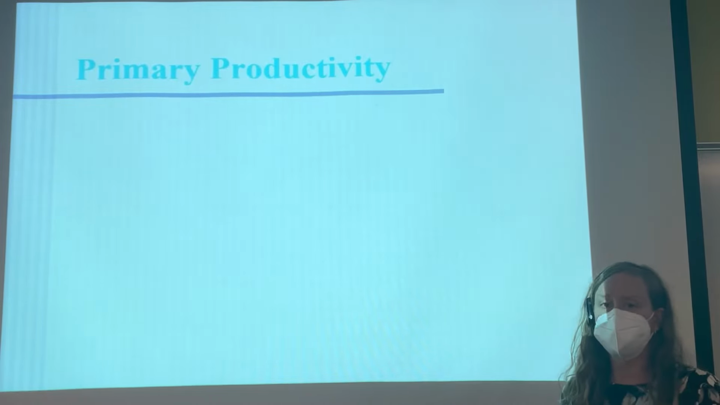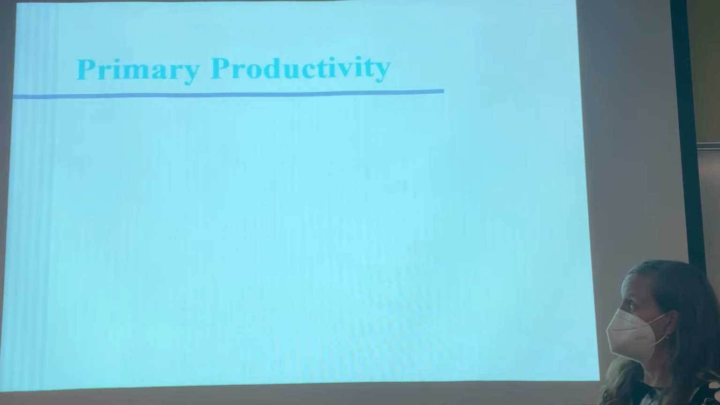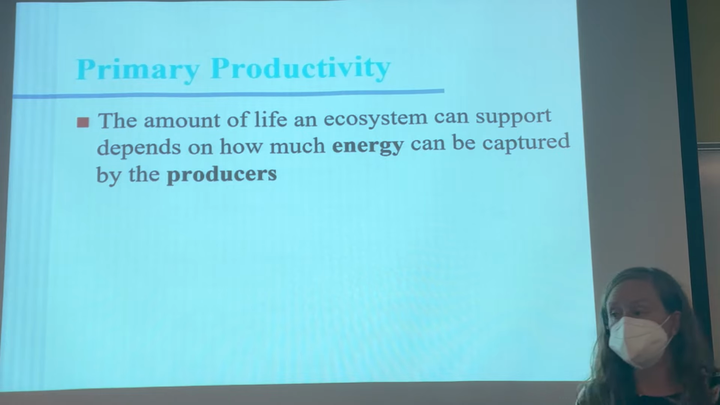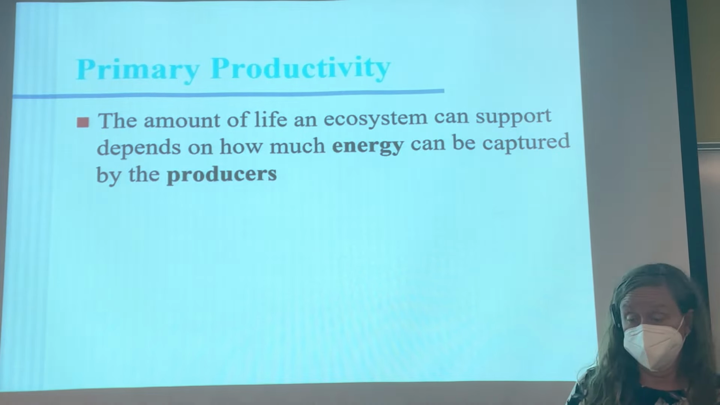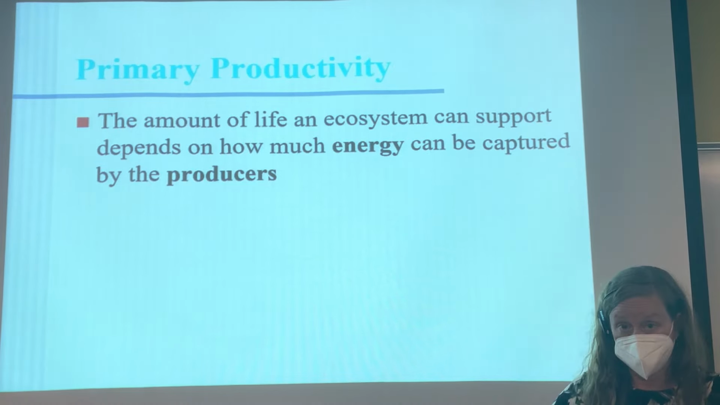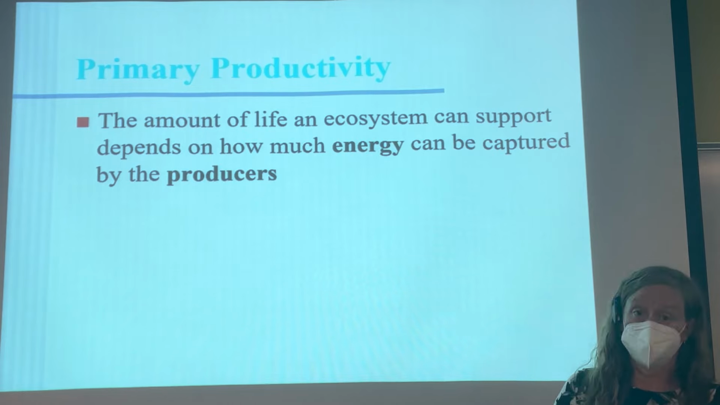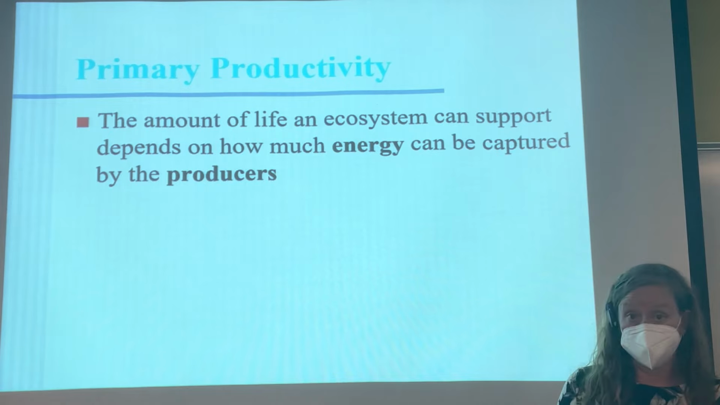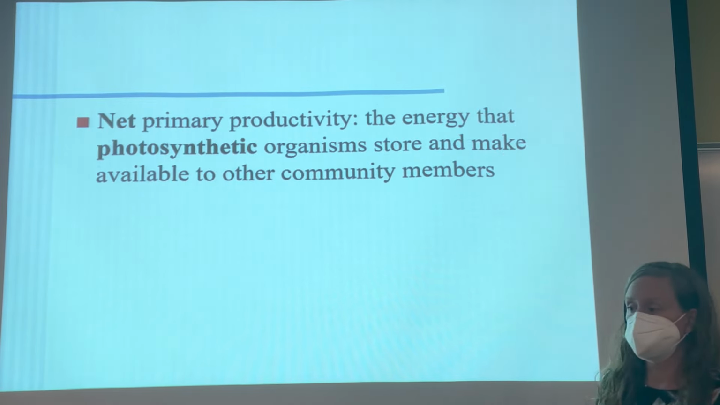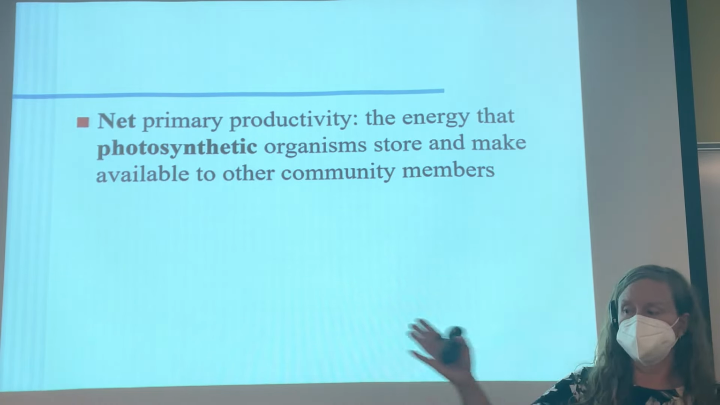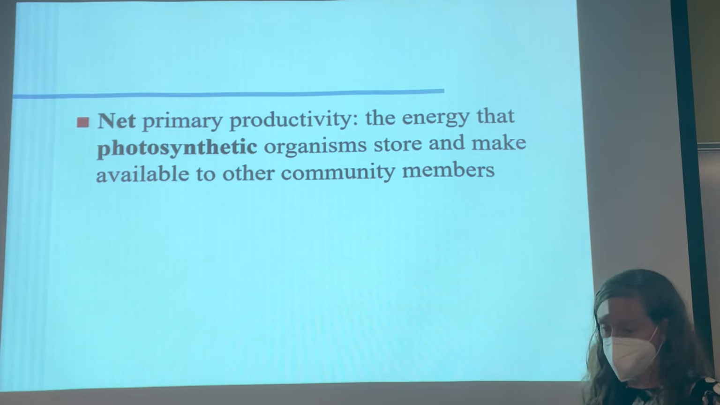Let's talk about the idea of primary productivity. Primary productivity is the amount of life an ecosystem can support depending on how much energy can be captured by the producers. So how much energy the producers can make available to everybody else will depend on how well everybody else does in the ecosystem. Primary productivity, how productive the primary producers can be. Net primary productivity is everything that's available to everything else in the ecosystem after the primary producers build their own body.